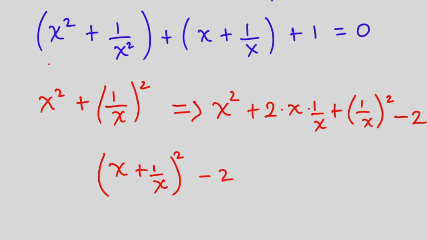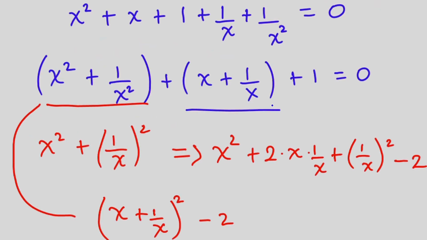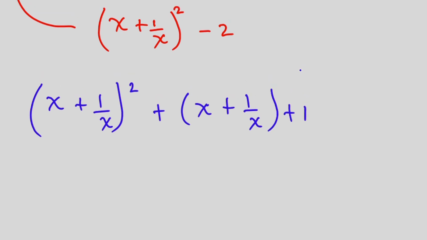So in place of this whole thing, we are going to replace it with this. Let me change the marker actually. We end up getting x plus 1 over x squared. Then we also have this one. So we're going to have plus x plus 1 over x. Then plus 1 over here. Don't forget this minus 2. It is very important. If we add this minus 2 to this one, we're going to have negative 1. So I'm going to bring the negative 1 here, and this is equal to 0.